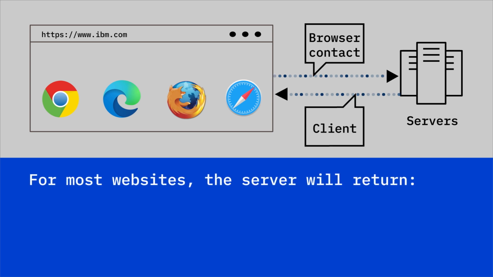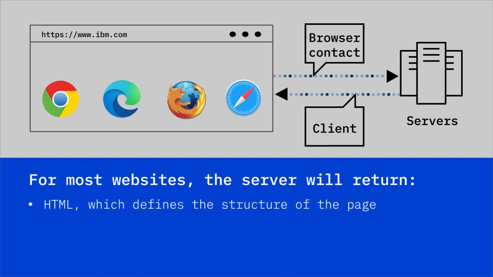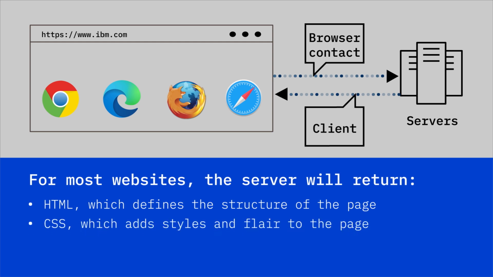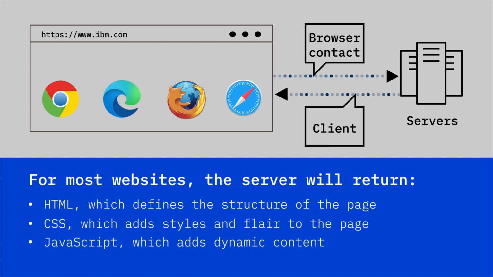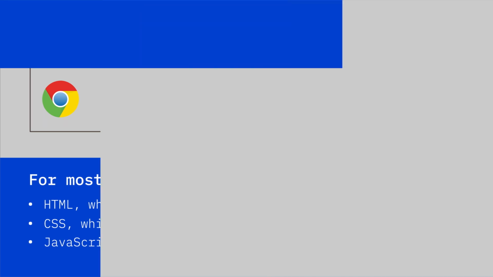The server then sends a response, which contains the data that the client requires to display the website. For most websites, the server will return HTML, which defines the structure of the page but doesn't look very attractive, CSS, which adds style and flair to the page, and JavaScript, which adds interactivity and dynamic content.